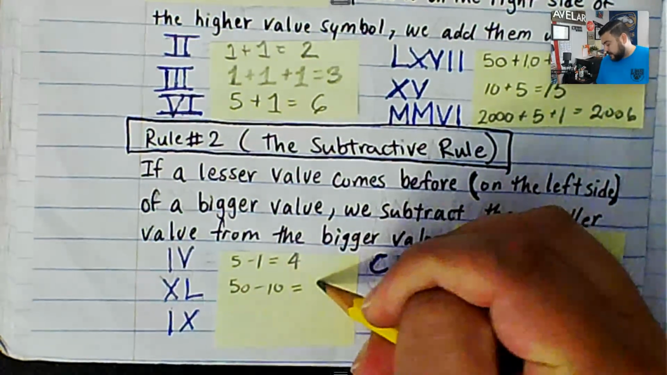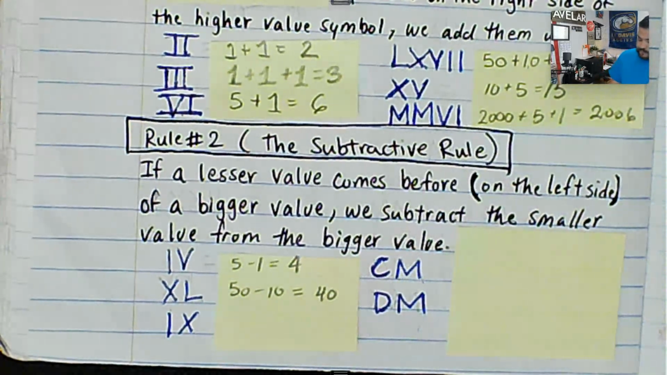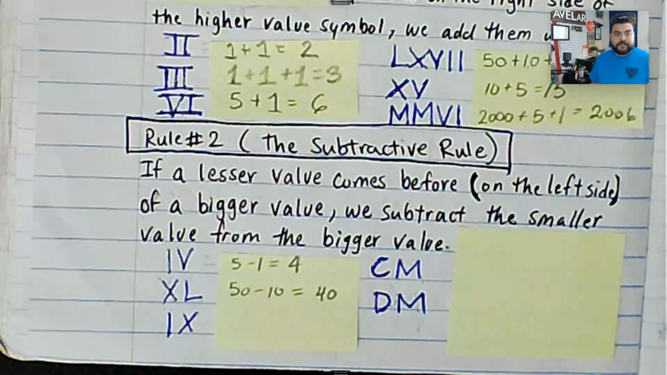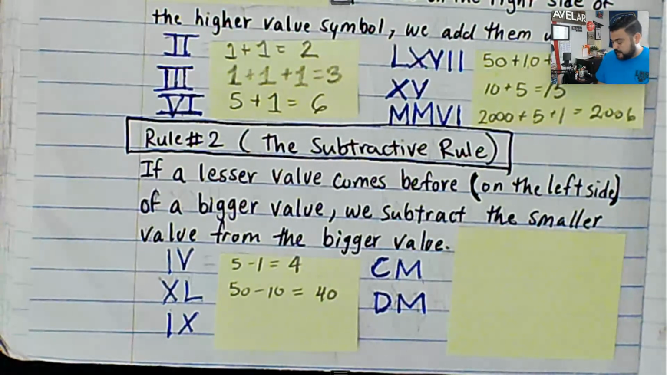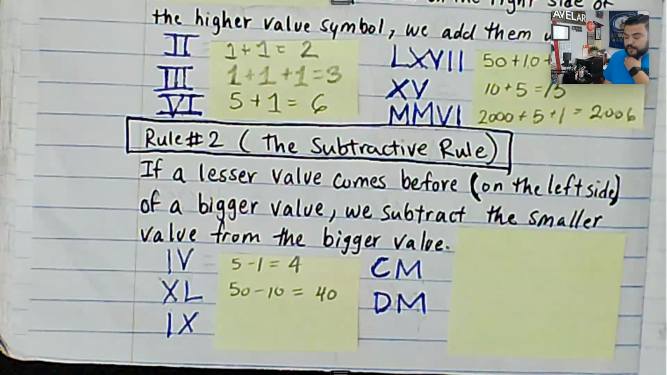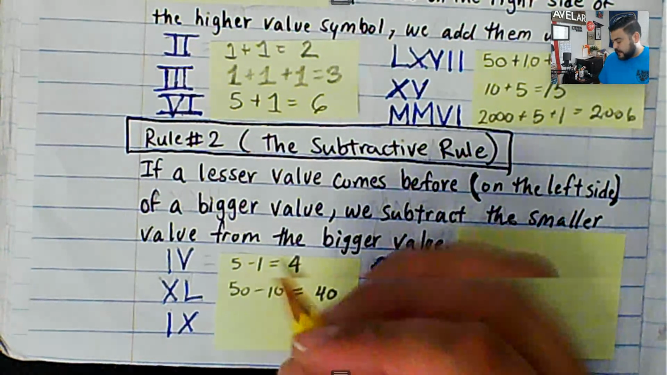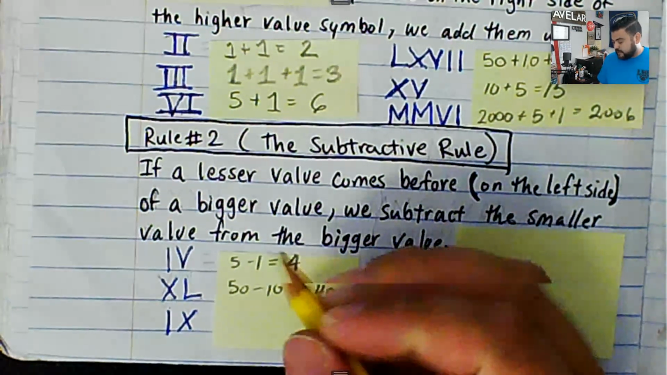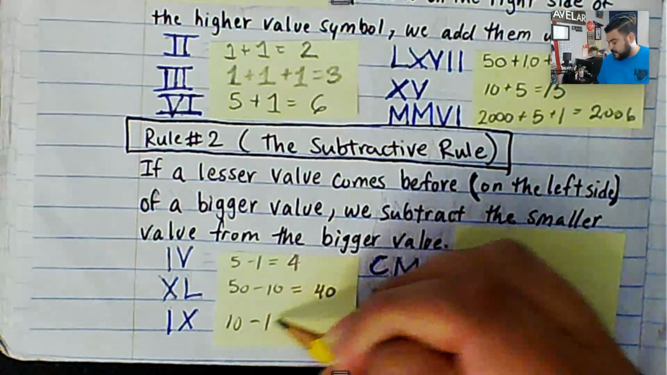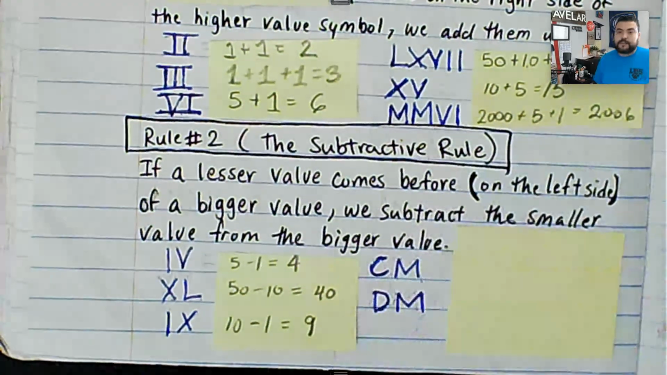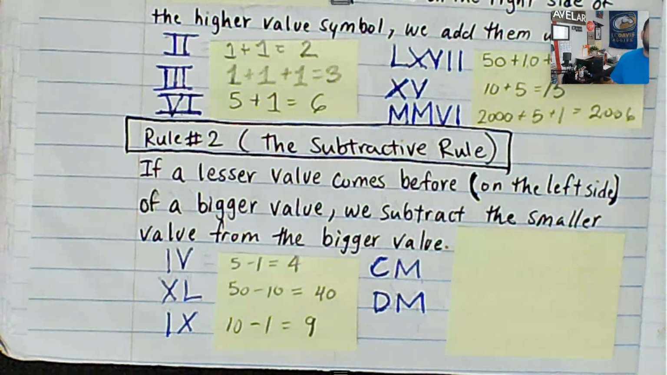Okay, that is 40. Now I and X. So you subtract the I from the X, and X represents 10. So 10 minus 1, 9.